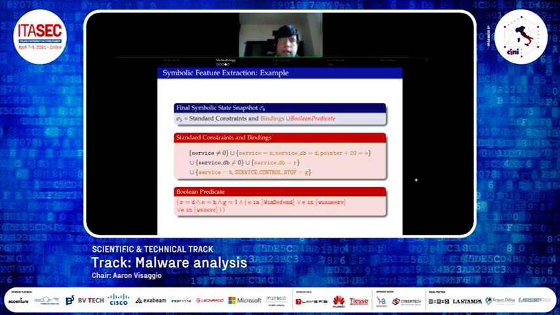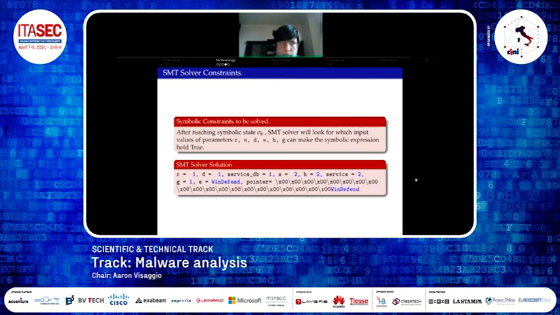So at the end of this symbolic execution of the program, we get the standard constraints, which are depicted in black, and the bindings, which are depicted in brown, and also the Boolean predicate, which was basically defining the relationship between the invocations present in our rule. Then these constraints are given to the SMT solver, which looks for appropriate input values for the parameters that can make this expression hold true.